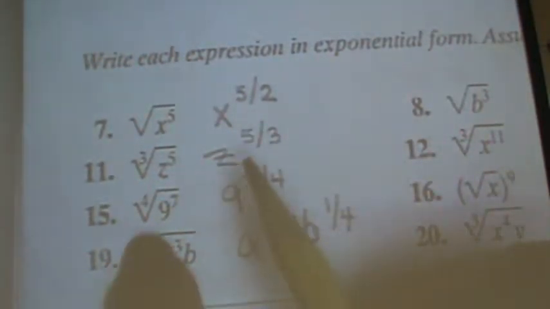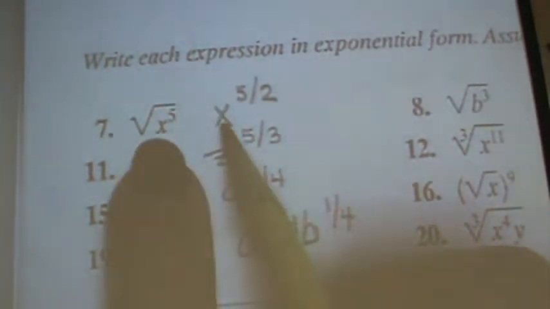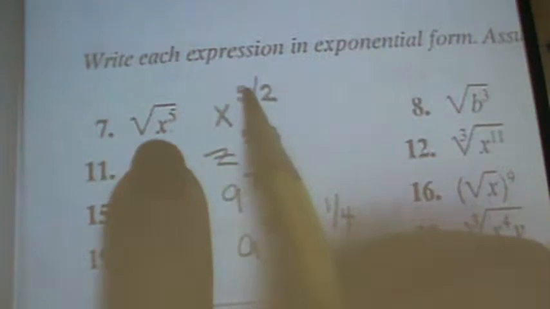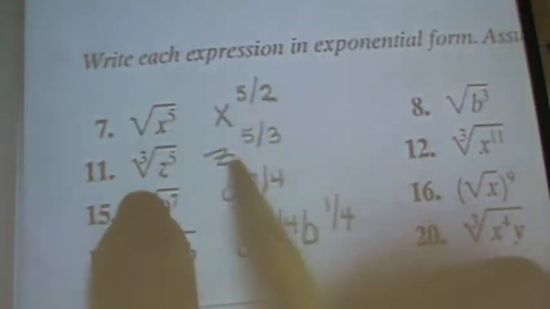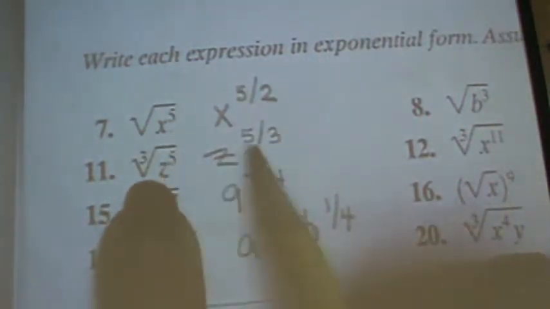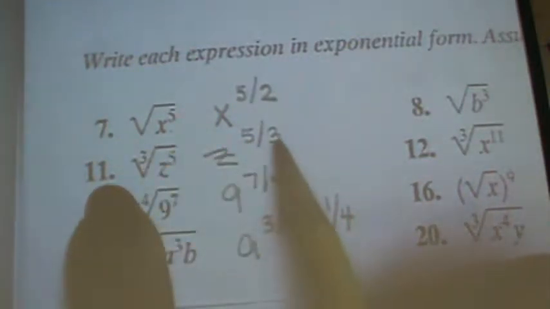So what you're doing here is your radicand is x, your numerator is 5, and your index is 2. Your radicand is z, numerator is 5, index is 3. So going across, this one would be b to the 3/2 power.